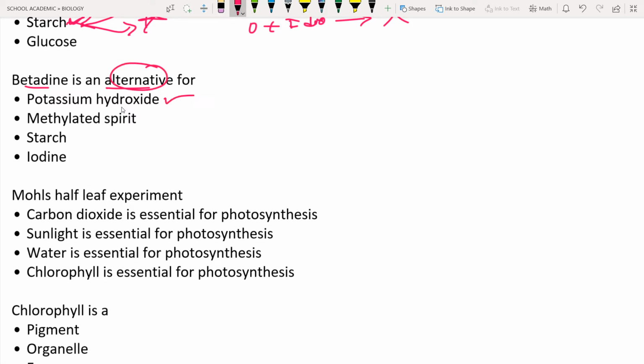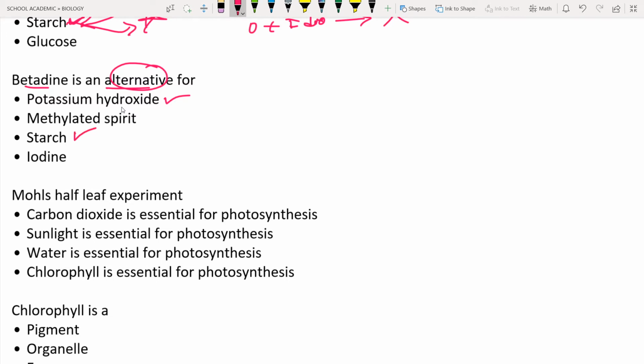So the first option is the potassium hydroxide. Where have we used the potassium hydroxide? In the Moll's half-leaf experiment, to identify the importance of carbon dioxide. So betadine is not used here. Betadine will not be used on the potassium hydroxide. It is a different thing. Will betadine be used on the methylated spirit? No, you are not going to utilize the betadine solution on the methylated spirit. Why? Because the methylated spirit is not a carbohydrate, it is not a starch.